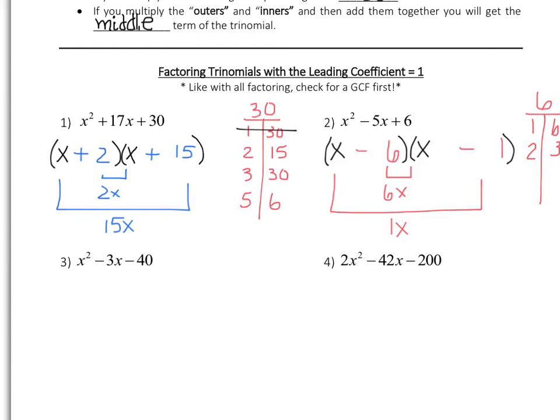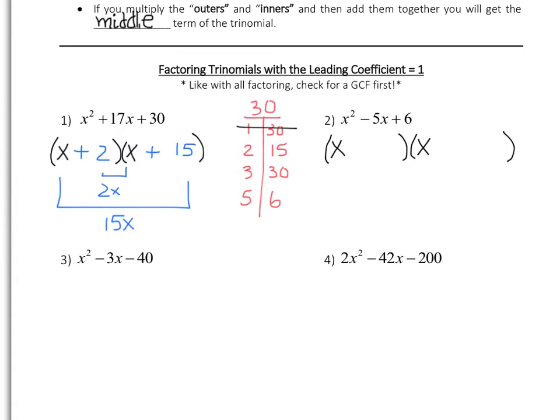So technically, we could do a negative 6 and a negative 1, but that's going to only add to a negative 7, not a negative 5. So this, unfortunately, is not working. So we're going to have to skip this part and try the next pair. Okay, so the other pair was, we had 1 and 6, and we had 2 and 3. So let's try 2 and 3.